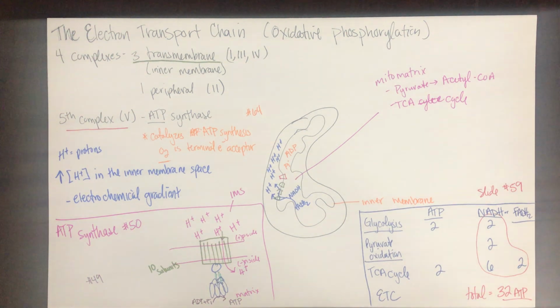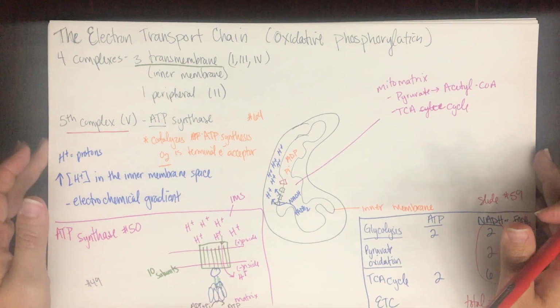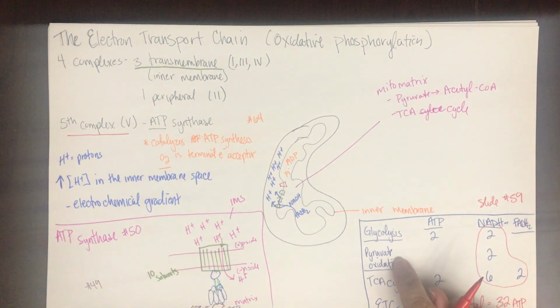So next we'll talk about regulation of cellular respiration, but glycolysis, pyruvate oxidation, the TCA cycle, and now the electron transport chain, all of these together is cellular respiration, and we will move on to kind of how all of this is regulated more specifically.